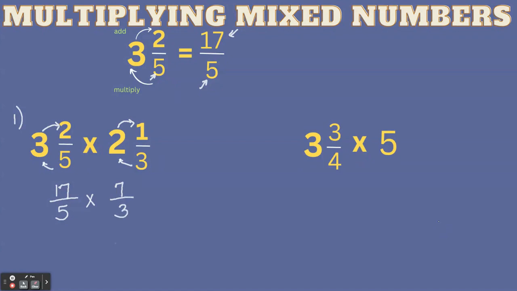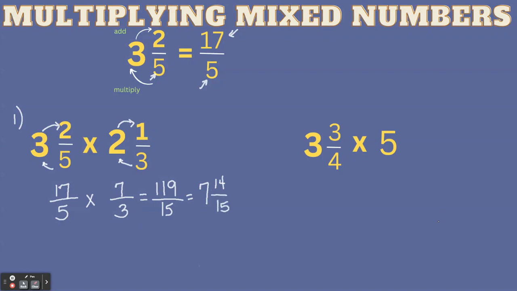Once you have these converted to improper fractions, we're going to multiply across the top. 17 times 7 will give me 119. And across the bottom, 5 times 3 will give me 15. Now we can convert this back to a mixed number. So we ask ourselves, how many times will 15 go into 119? That's 7. And then we need how many are left over. So there are 14 left over.